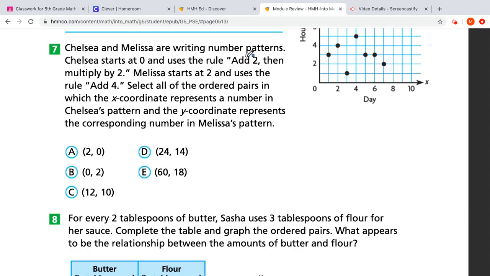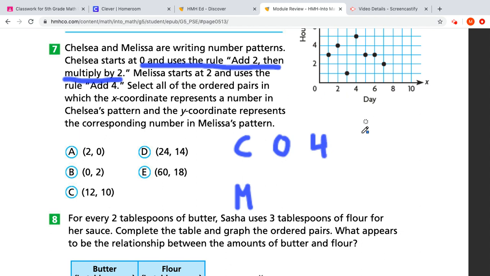Chelsea and Melissa are writing number patterns. So here it is for Chelsea, and I'm going to make a list for Melissa. Chelsea starts at 0, okay? And then she uses a rule, add 2, then multiply by 2. So let's see, 0 plus 2 is 2. 2 times 2 is 4. So the next number in her pattern is 4. Then add 2, multiply by 2. 4 plus 2 is 6. 6 times 2 is 12. And I'll do one more. 12 plus 2 is 14. 14 times 2 is 28.